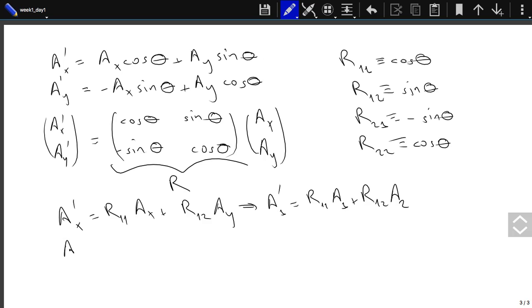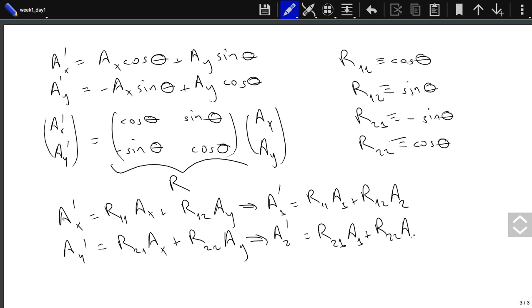Now let's look at AY prime. AY prime is AX times minus sine theta, but minus sine theta is R21, times AX, plus cosine theta, which is R22, times AY. So this, again, in terms of Y, we can just use 2, and instead of X, we can use 1. A2 prime is equal to R21 A1 plus R22 A2.